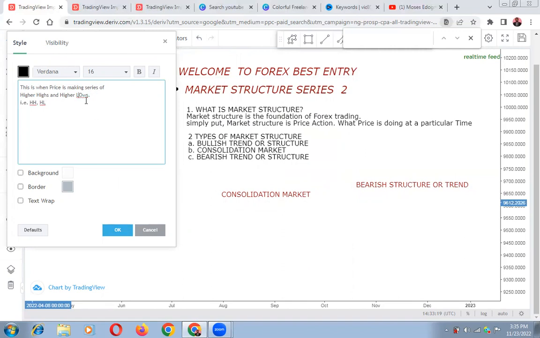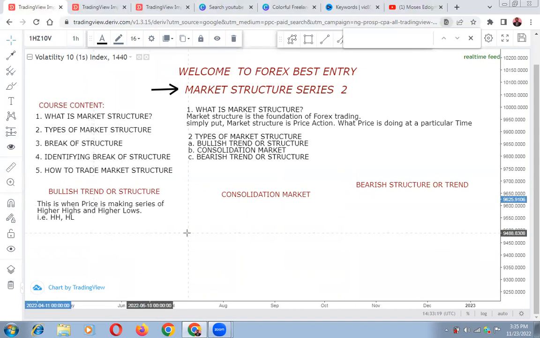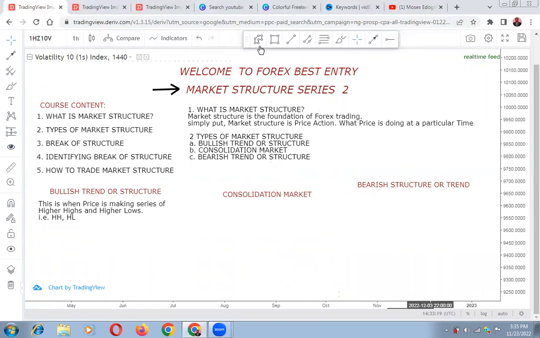This will be better so that everything can come under. Yeah, something like this. That's what I want. This is simply when price is making a series of higher highs and higher lows. Let me give you an example. This is simply a bullish structure. Price gives you a low, gives you a high, gives you a new low, then goes and gives you a higher high.